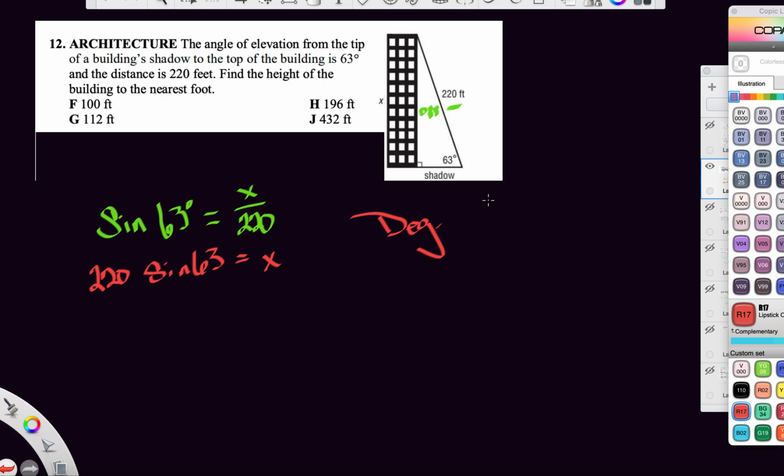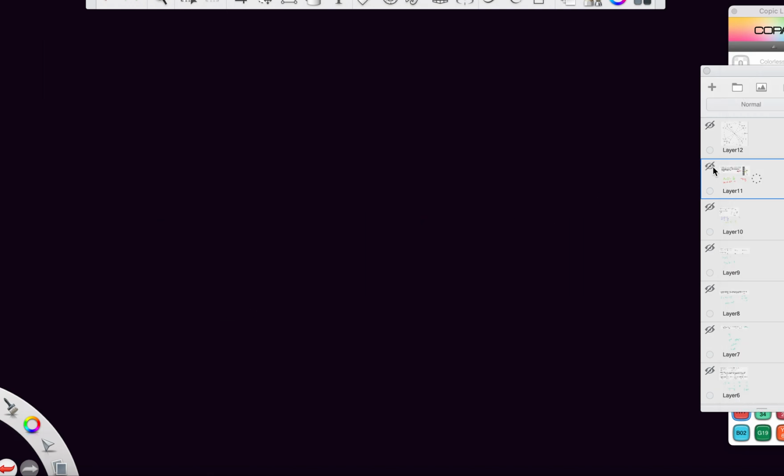And I'm going to type in 220 sine 63 and find a value. It says 196.0214. That must mean that 196 is the height to the nearest foot. Cool? All right, here's the last bit, and it's going to be long.